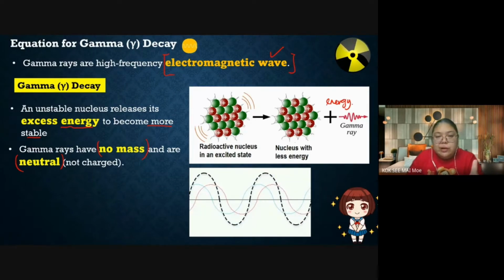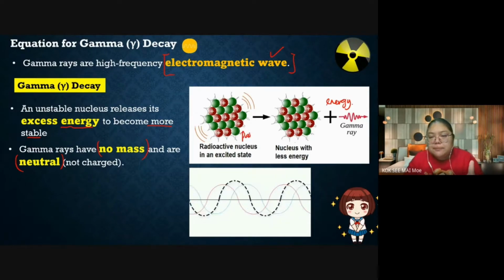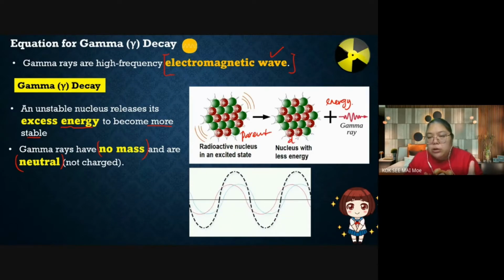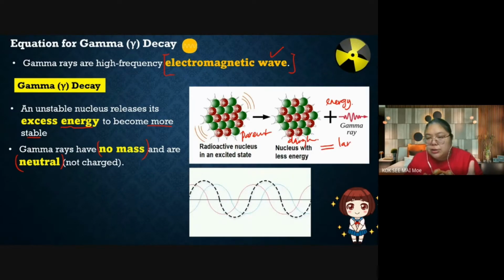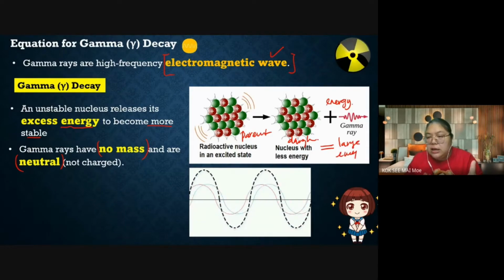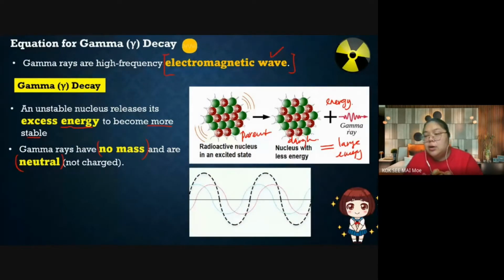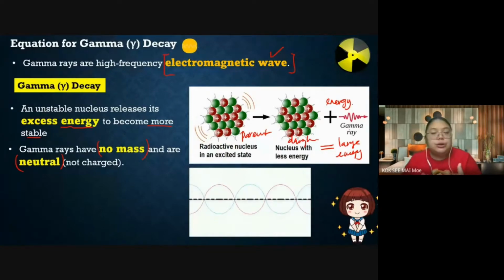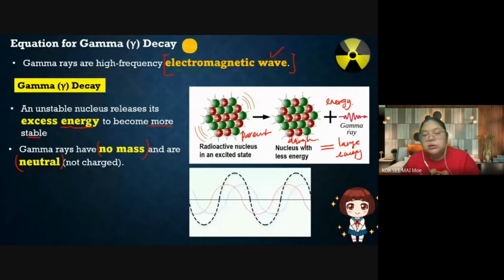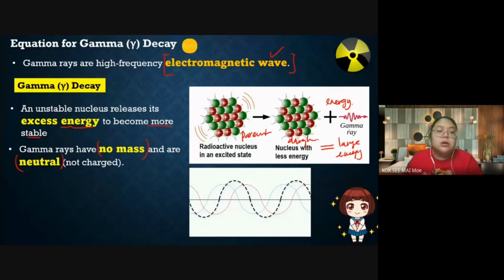It doesn't relate to the mass. So the parent can become the daughter, just producing large energy. For gamma ray, changes for the charge, no. Changes for the mass, no. They only make the nucleus become more stable.